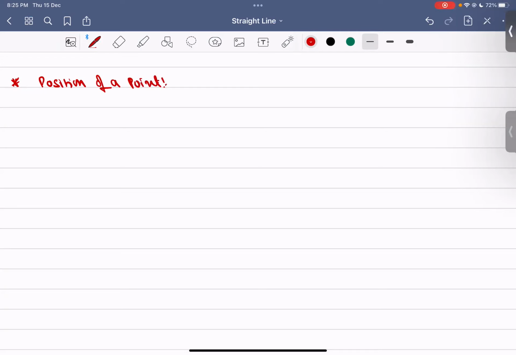This concept is position of a point. Suppose the line is 3x plus 2y is equal to 6.